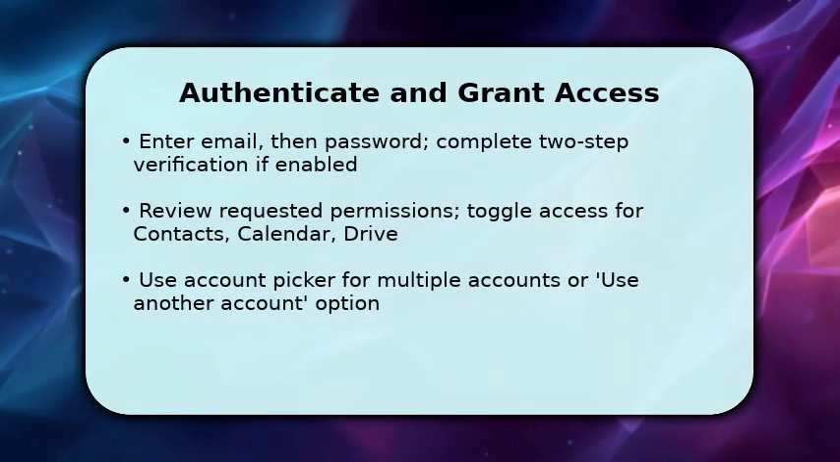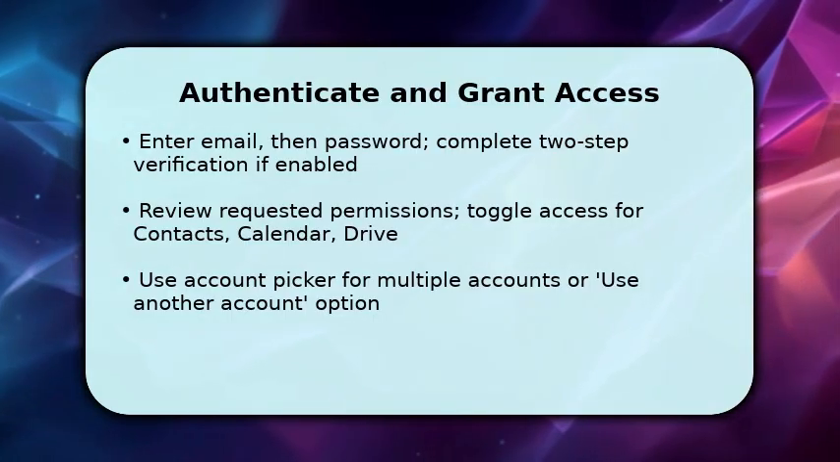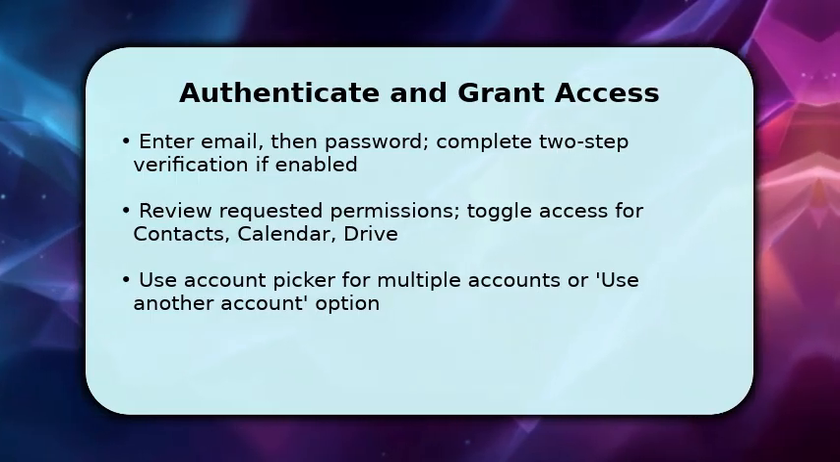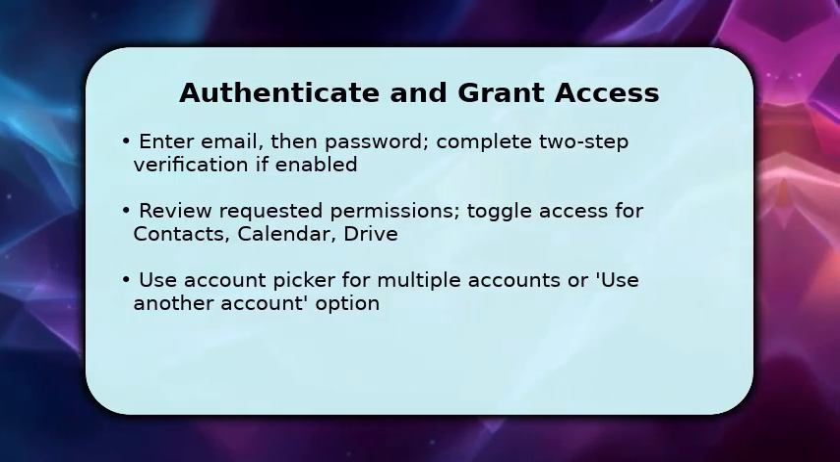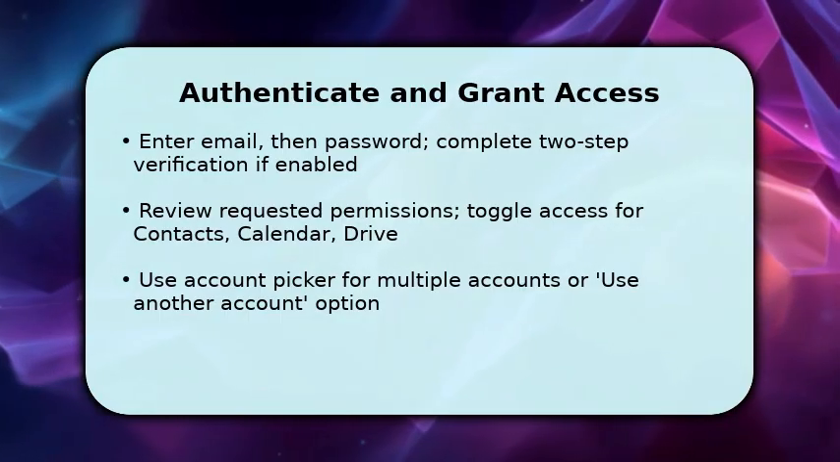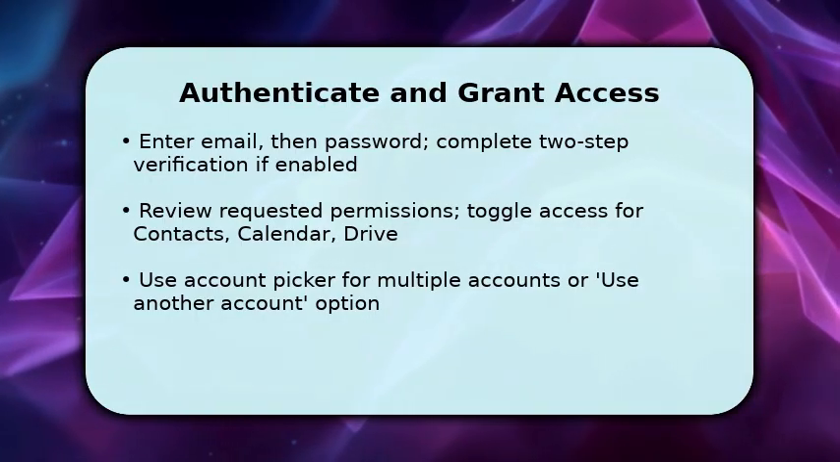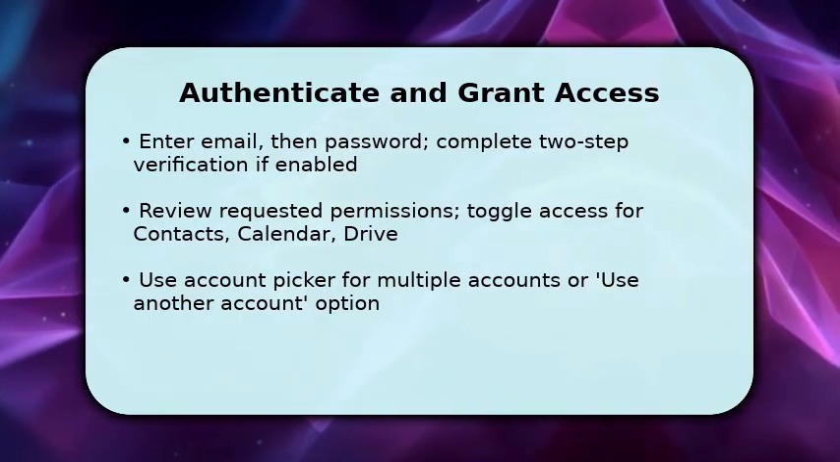Next, you authenticate. Enter your Google email and password and complete two-step verification if it appears. Once signed in, you'll see a permissions screen explaining what the app wants to access. Read these carefully and toggle access for contacts, calendar, drive, or other items as needed. Granting only what's necessary keeps your account safer.